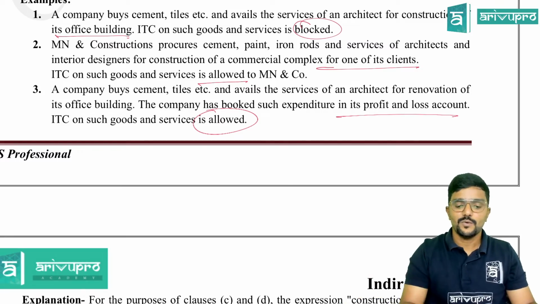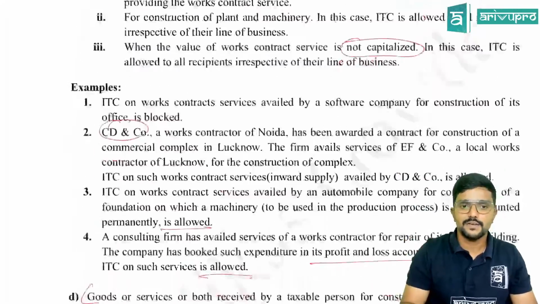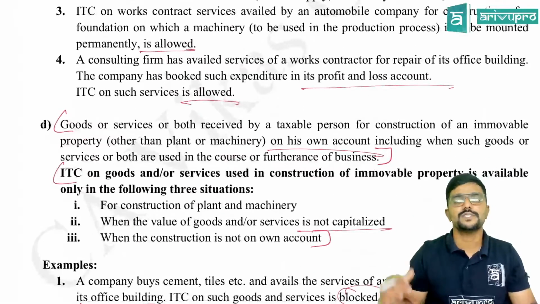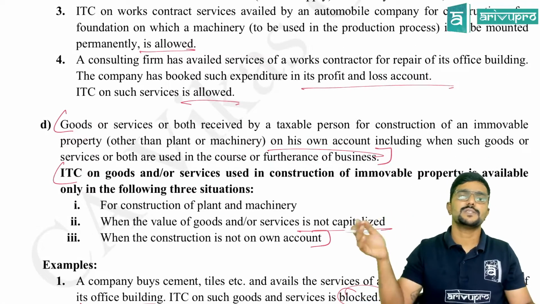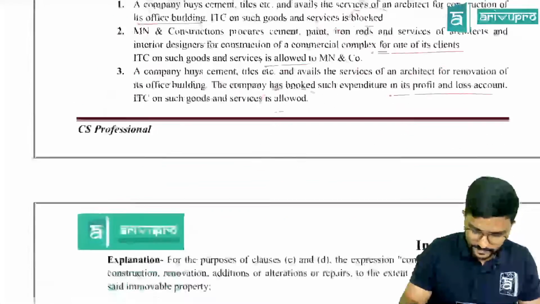For works contract service also, the same thing applies. Whatever is given in C, here for input and input services which are used for construction service, it is the same rule with respect to expenditure.